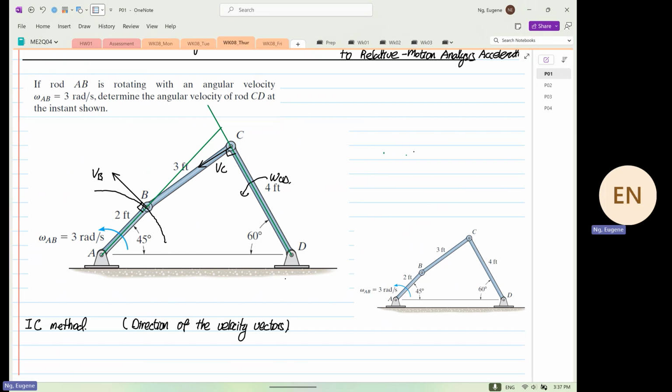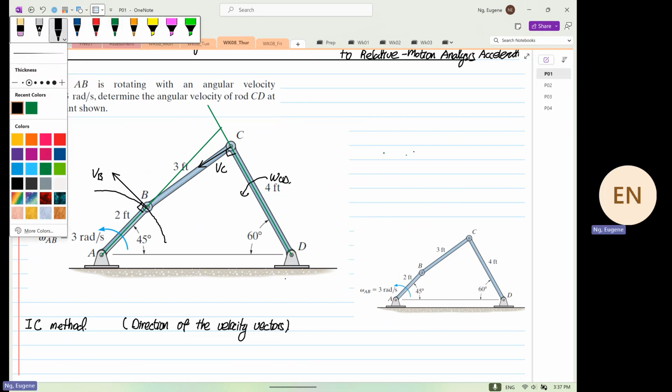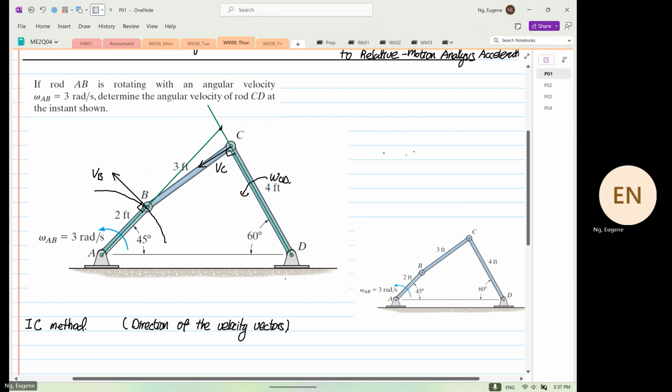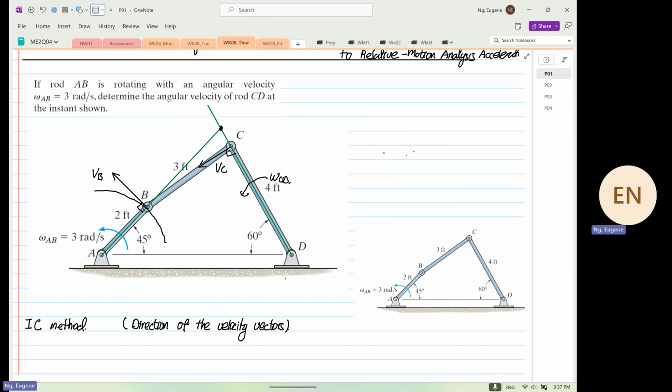Okay, so from here, we can immediately identify that over here, where the two lines, 90 degrees from VB and 90 degrees from VC, intersect, this is our instantaneous center. Okay, we know that's our instantaneous center.